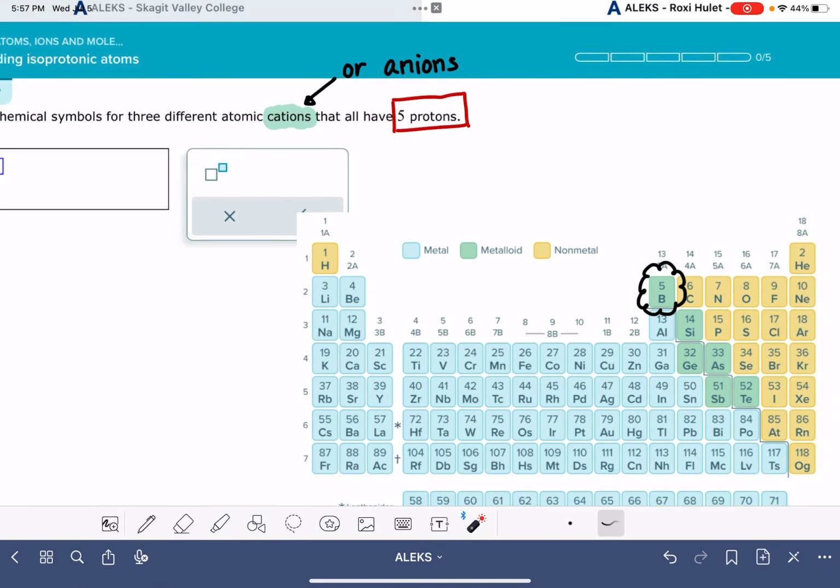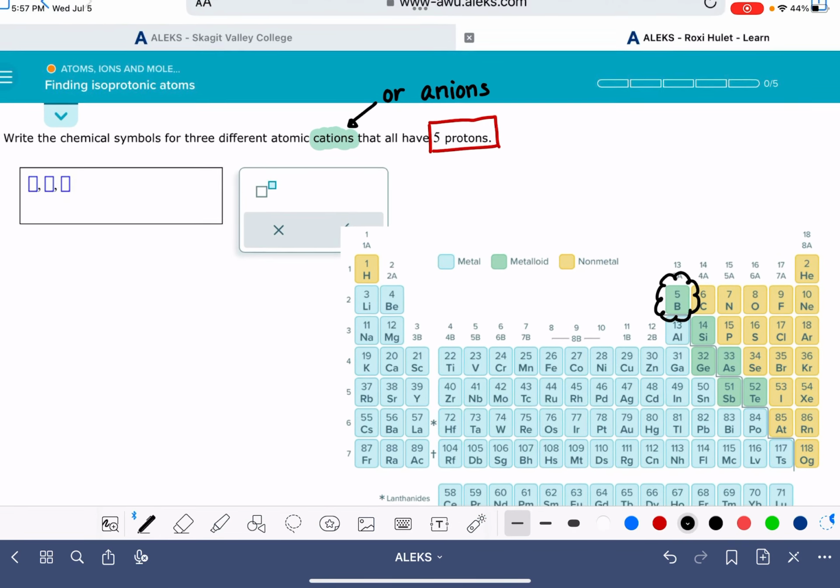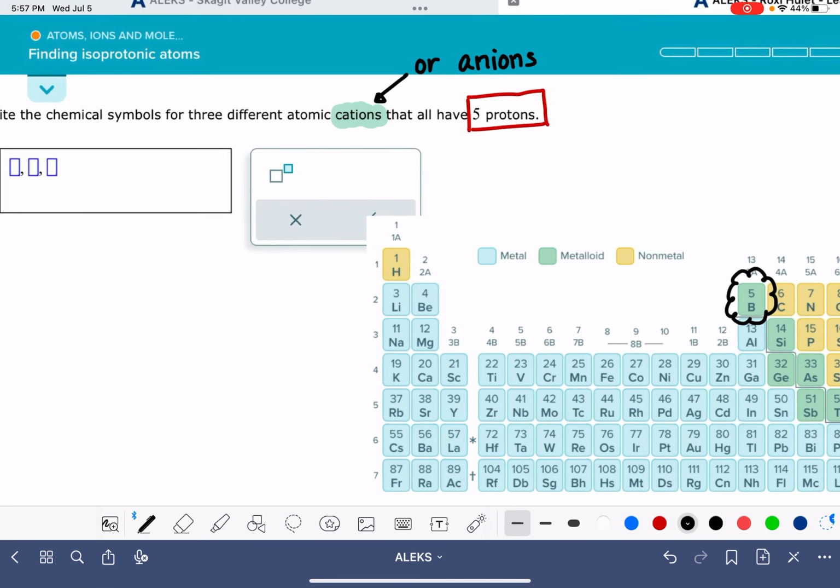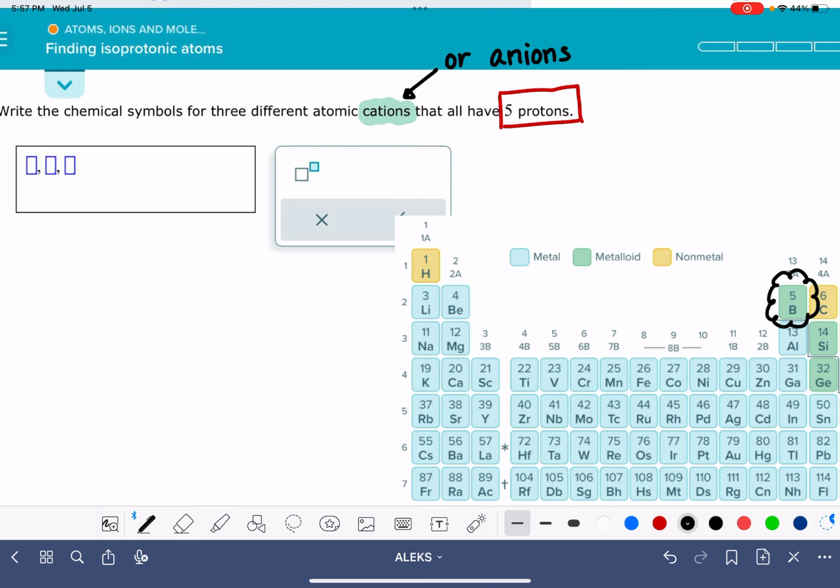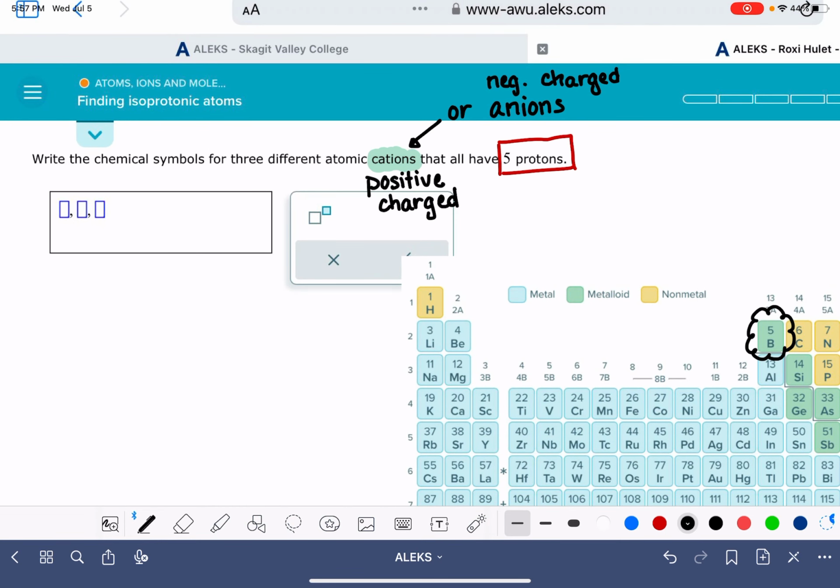Okay, so once you know what atom you're working with, the rest of the problem is going to be pretty straightforward. If the problem is asking you to write the symbols of cations, that means that it's asking you to write the symbol of positively charged ions. And if it's asking you to write the symbol of anions, it's asking you for negatively charged ions. And that's really the only difference between the two. So for boron, since I'm being asked to write cations, I'm going to write the symbol for boron.